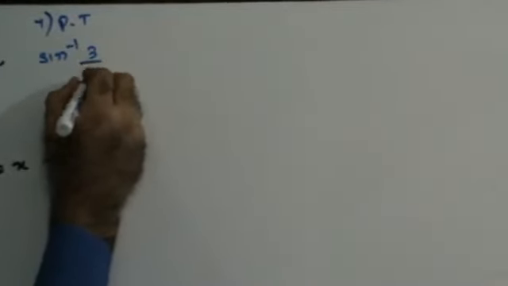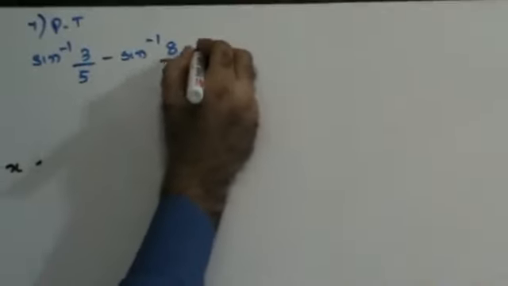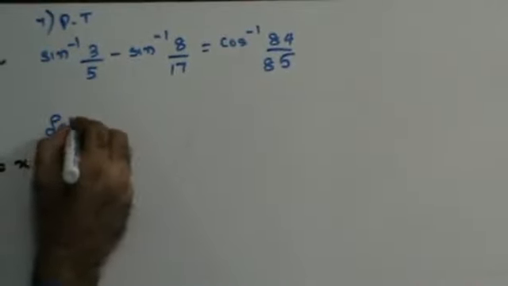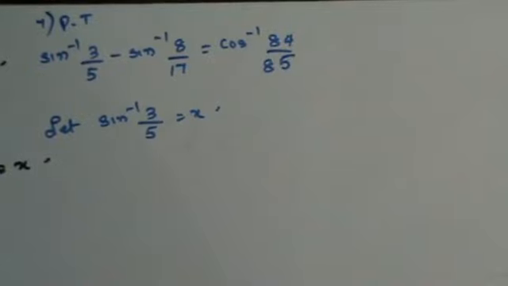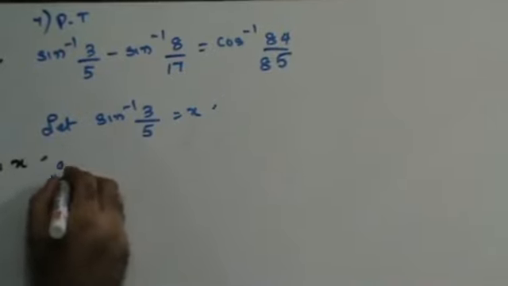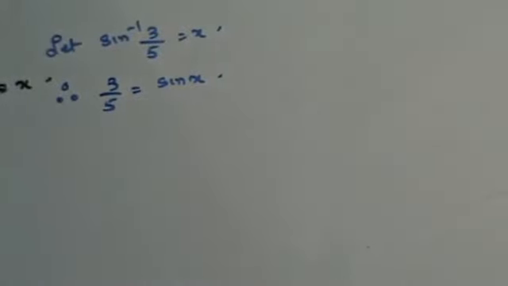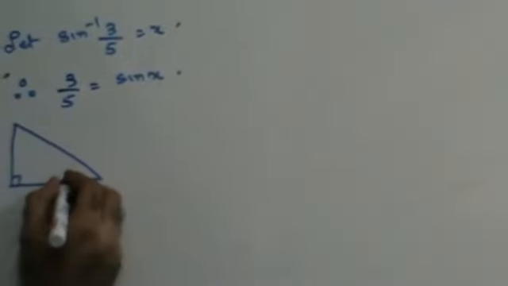Prove that sine inverse of 3 by 5 minus sine inverse of 8 by 17 is cos inverse of 84 by 85. Right? Let's see how we do this. Let us assume that sine inverse of 3 by 5 is x. In which case, therefore, I can say that 3 by 5 is equal to sine x, if I take the sine function on the other side.